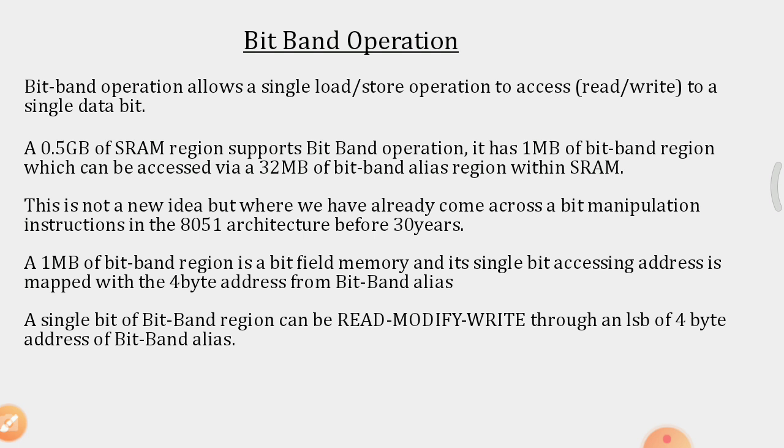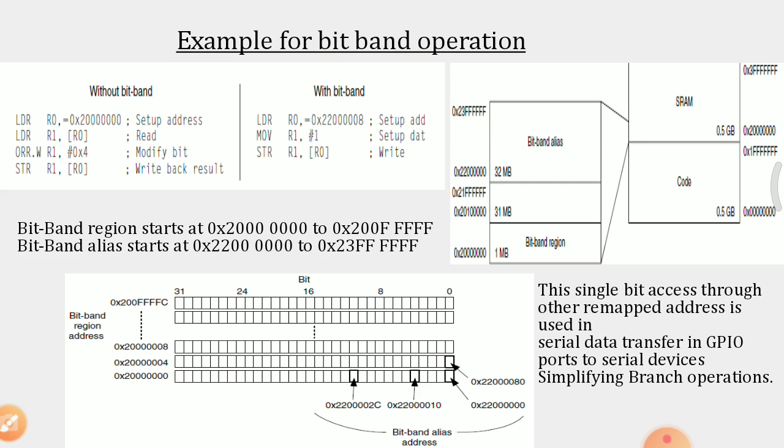In bitband alias also we have one word memory which is also 4-byte aligned. So a single bit in the bitband region is accessed by the address from bitband alias. So how this is going to happen, we will see in the next slide. So here we have taken one example. Without bitband program and with bitband program, we will talk about a with bitband program.